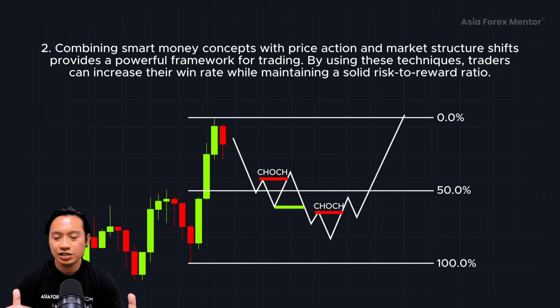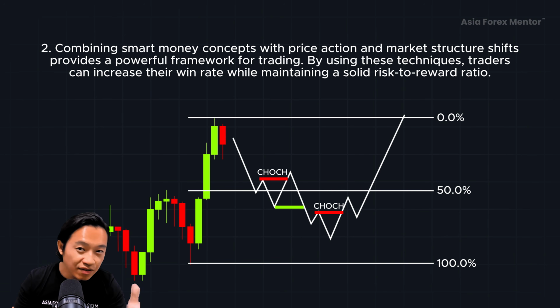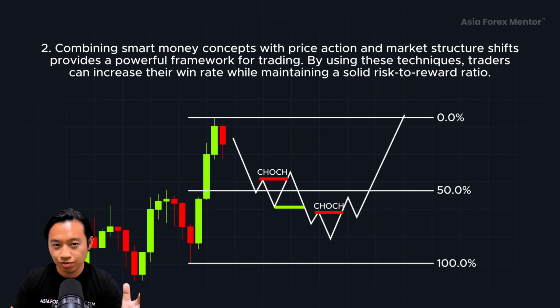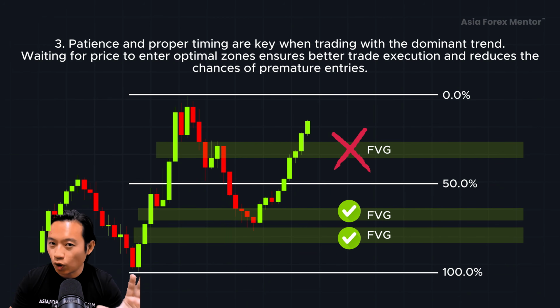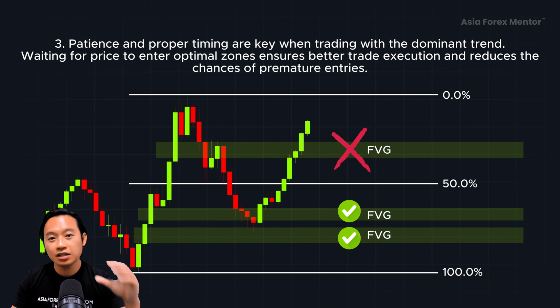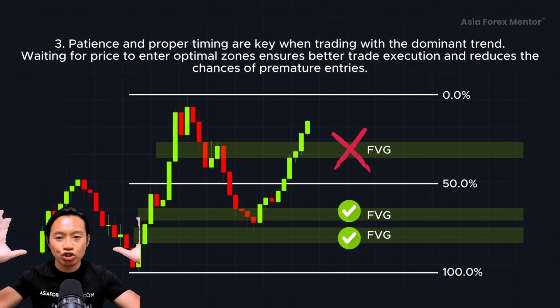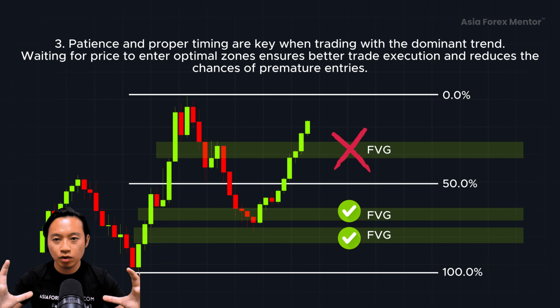So when you combine these techniques, that's where you can increase your win rate, because that's where you combine everything together while giving you a really good risk to reward ratio. Number 3, you gotta have patience, and proper timing is the key when trading with a strong trend. Waiting for price to enter the optimal zone would ensure better trade execution and reduce the chances of premature entries. What's the worst that can happen? You miss the trade. Other than that, your overall trading setup will set you up to be profitable.